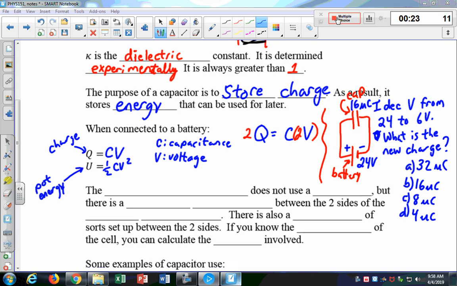Look, you know that Q and V are related by this expression. And so whatever I do to V, I'm also going to do to Q. And so what have you done to V going from 24 to 6 volts? By how much have you decreased it or increased it? And then you do the same thing to the charge.